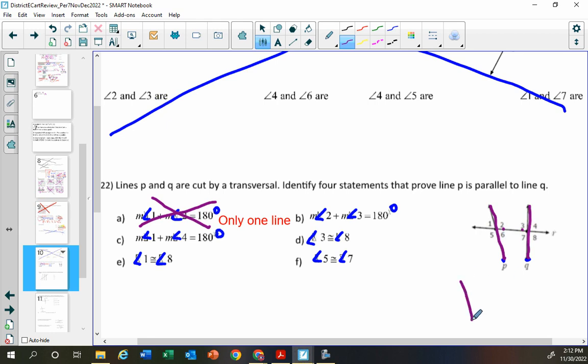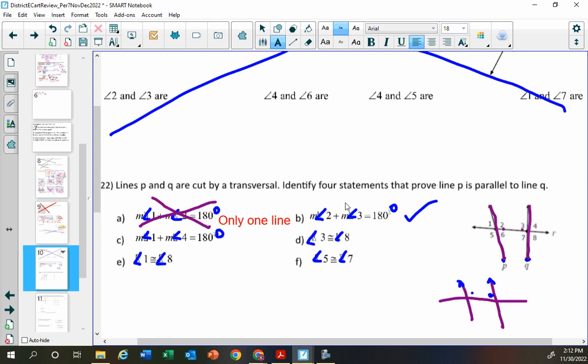Now, if we were thinking about any set of parallel lines, let's say if it was these two right here, what's the relationship going on with angle 2 and 3? These lines are parallel. What must the sum of these two add up to be? Yeah, this one actually works. That's consecutive interior angles. So part B, consecutive interiors. That's why that works.